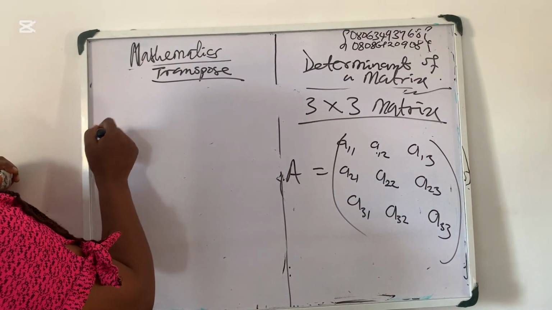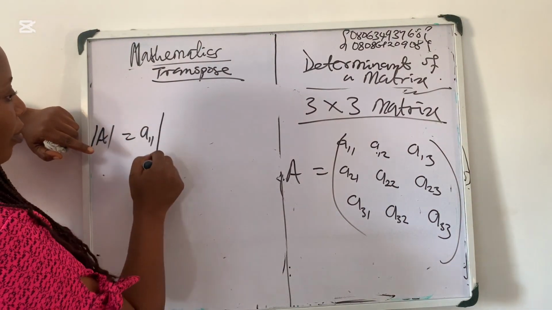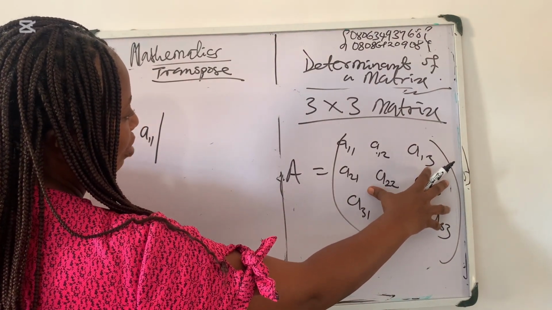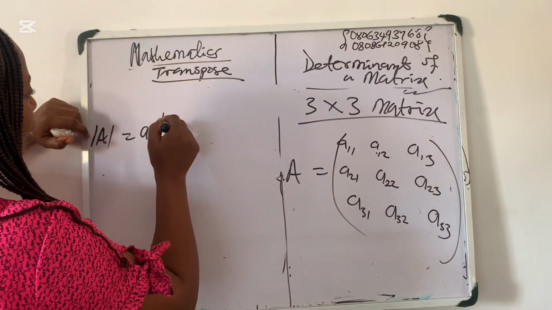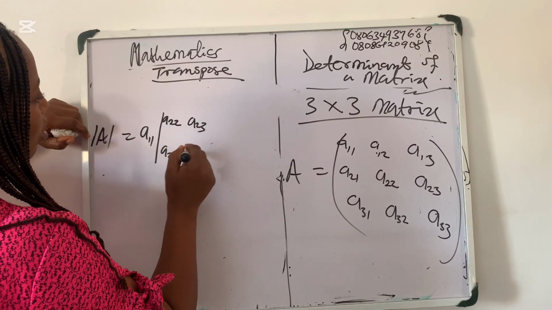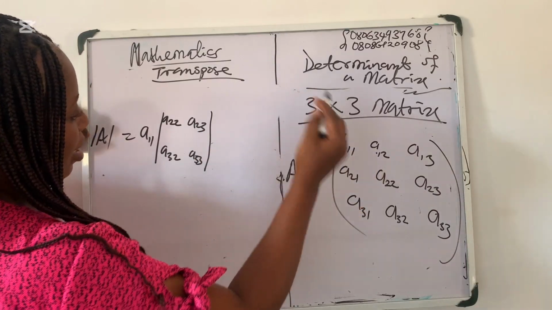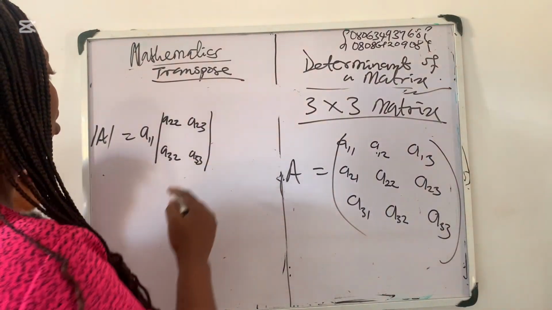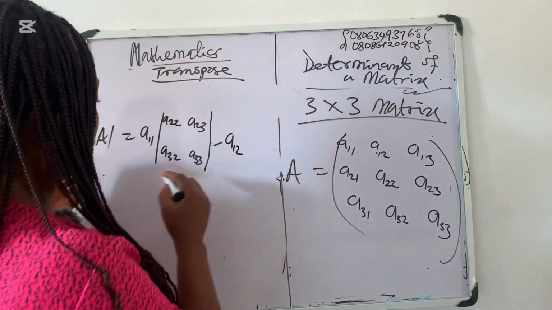So it is this. It will now be A11 times the elements A22, A23, A32, and A33. See how my hand moves. So here we have A22, A23, A32, A33. The next one is A12. I told you we alternate the signs as a standard. So the next one will now be minus A12.